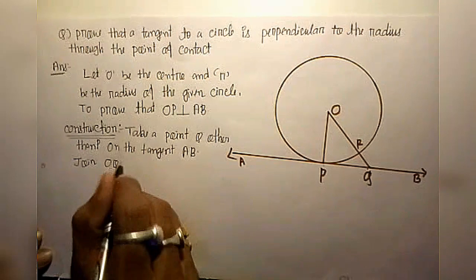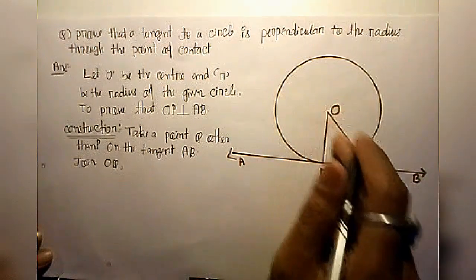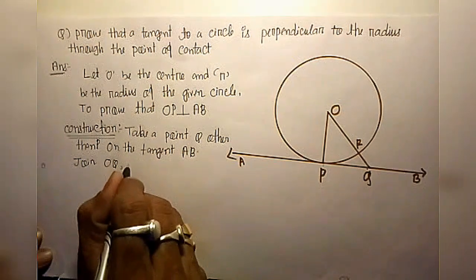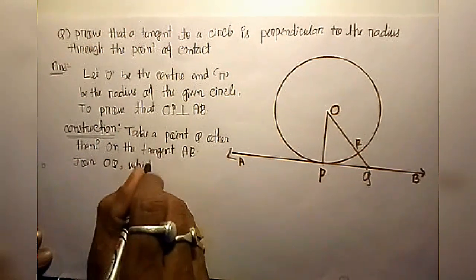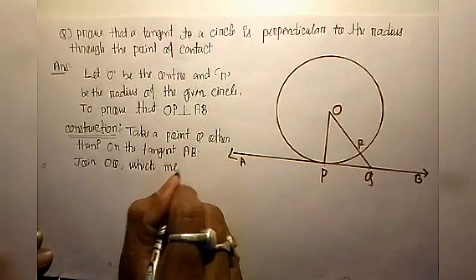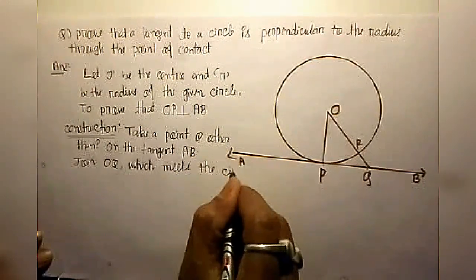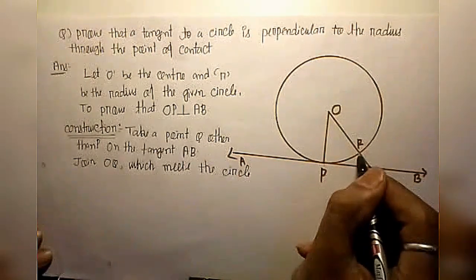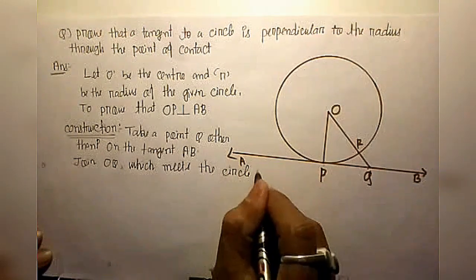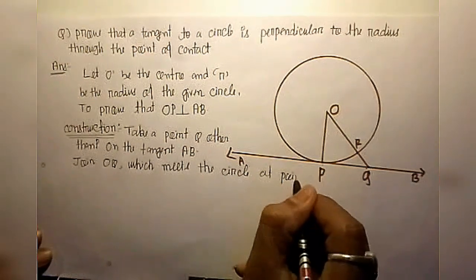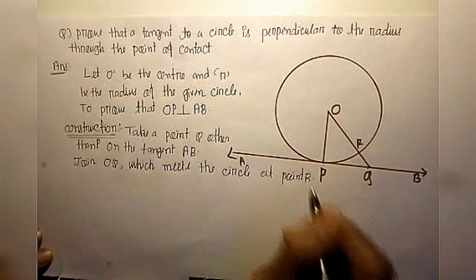Join OQ. While we join OQ, it intersects the circle at the point R, which meets the circle at the point R.